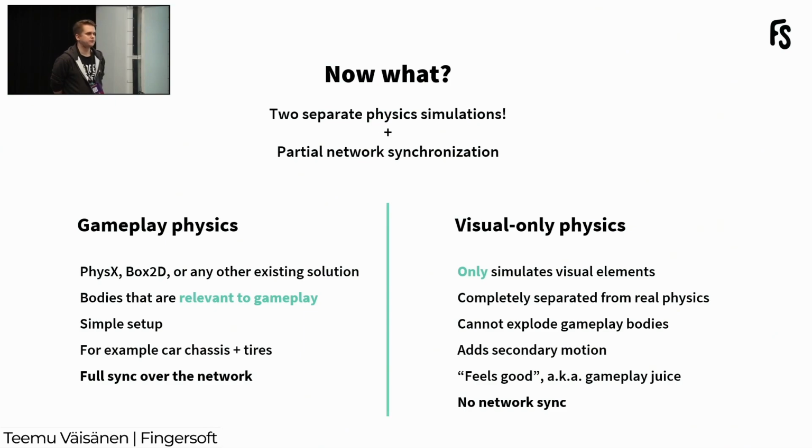These are usually for things like secondary motion, the feels-good or gameplay-juicy part of the physics. And we don't do any network syncing for these bodies. So it simplifies the setup quite a bit, and it actually saves quite a bit of bandwidth as well.